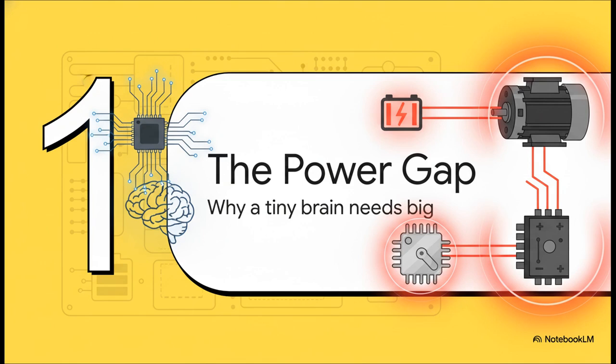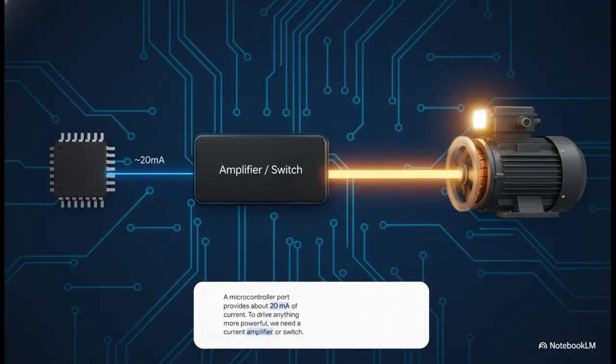Okay, first things first, the power gap. This is really the heart of the problem. I want you to picture a microcontroller as this super genius brain, right? It can crunch numbers and make split-second decisions millions of times a second. But when it comes to physical strength, when it comes to its ability to actually push current, well, it's got no muscle. Your typical microcontroller I/O pin can push or pull about 20 milliamps. That's all you get. So if you want to drive anything that needs real power, a motor, a string of bright lights, you just can't hook it up directly.